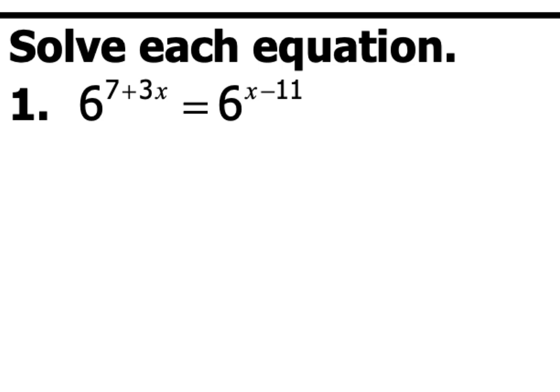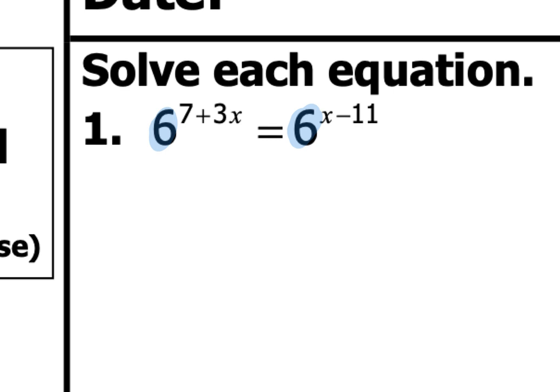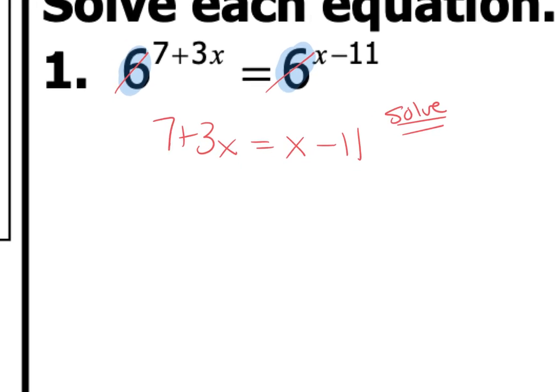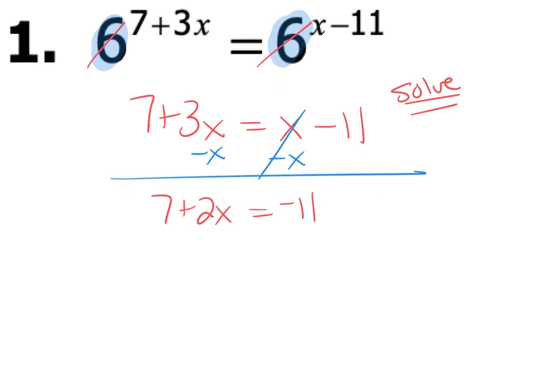Your goal when you solve an exponential equation is you need the bases to be the same on the left and the right. Number 1's really easy because they're already the same. Once you get the bases the same, you drop the bases and take your exponents and set those equal to each other, and then you solve this. So let's go through and solve this. We'll bring the baby to the mama, so I'm going to take the smaller x to the bigger one. I get 7 plus 2x equals negative 11.